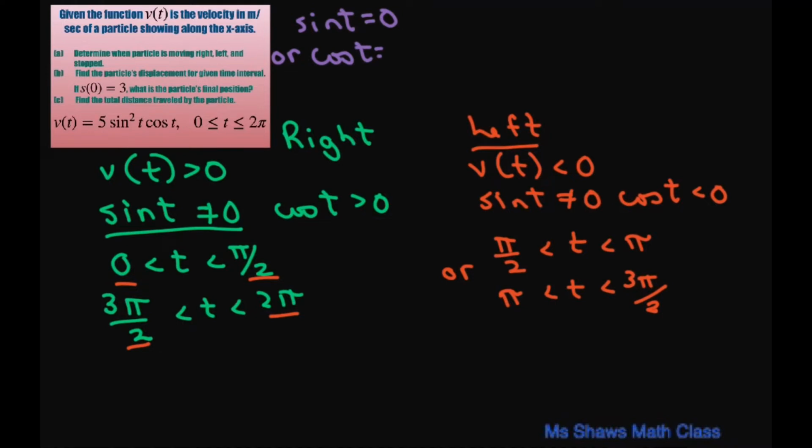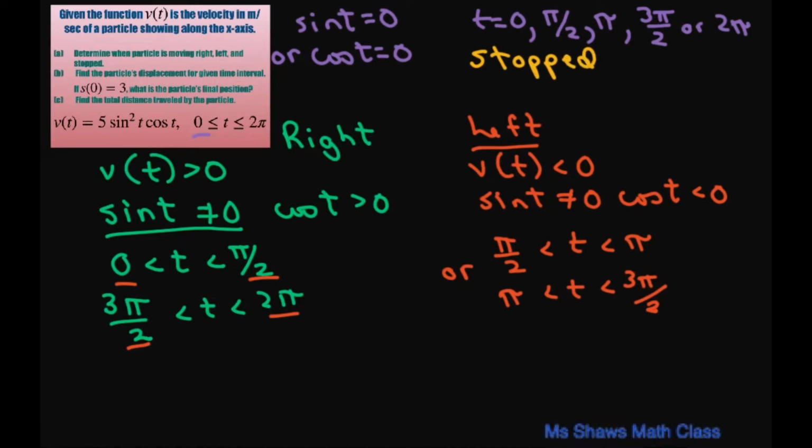And then for stopped is when sine of t equals 0 or cosine of t equals 0. And we're going from 0. So at 0, we have t equals 0. It happens at pi divided by 2. It happens at pi, 3 pi divided by 2, or 2 pi. So this is where it is stopped, because that's where either one of these equals 0. Left, right, and stopped.